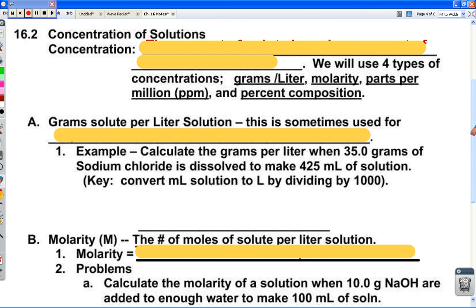Okay, which brings us to concentration. We actually have a way of measuring. Actually, no, I'm going to stop here.